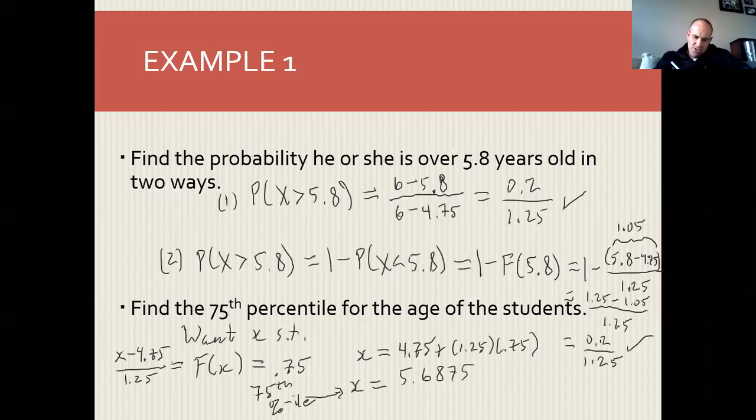So that means that a child that was 5.6875 years old in Cedar Cliff schools would have 75% of the children below them in age. That's what that means. All right, so let's clear that out.